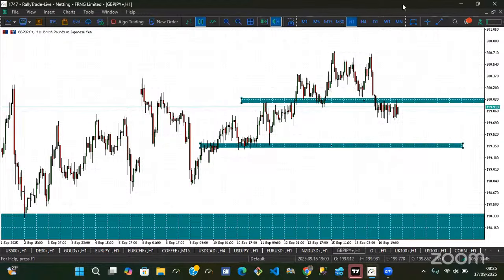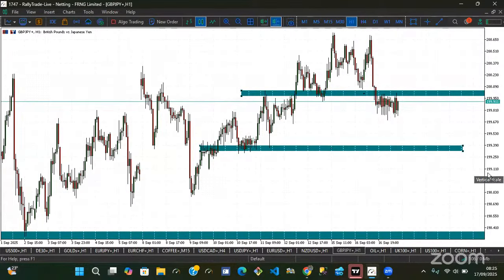I would not want to be selling it. I'll wait for that buy. The buys go very fast. Sell can be massive, but if you are buying and it sells massively, like a significant drawdown, you're going to encounter a massive loss. Okay, so that's for GBP JPY.